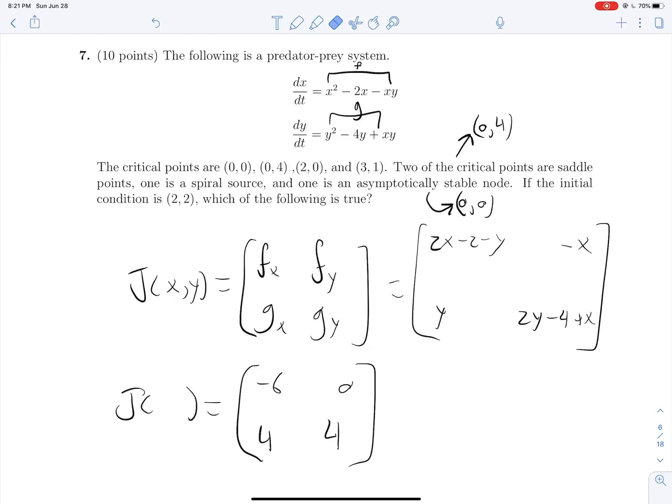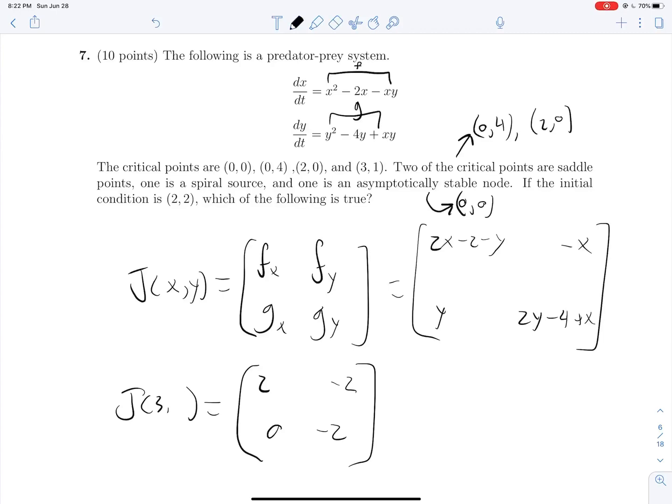Now what about our next point? (2, 0). Guessing it's going to be another saddle point. These systems generally tend to be symmetric like that, but let's figure it out. We get 2, negative 2, 0, and negative 2. So yet again, upper triangular. So we have an eigenvalue of 2 and negative 2. So that's another saddle point, (2, 0).